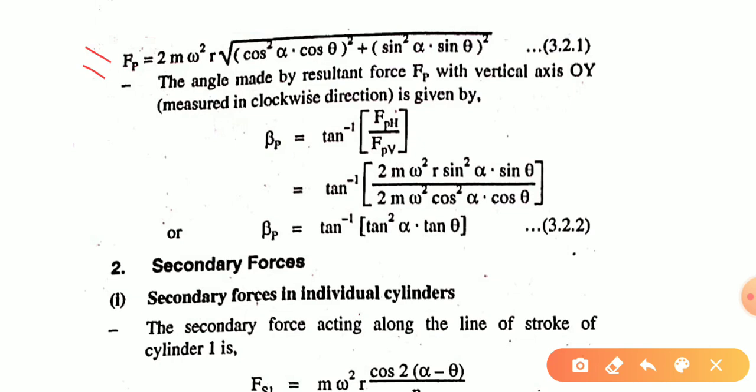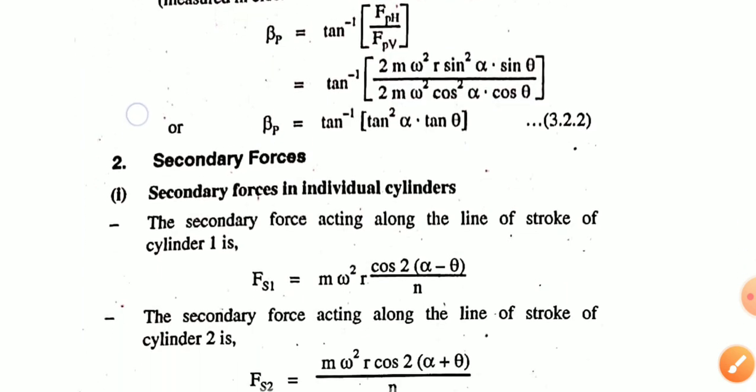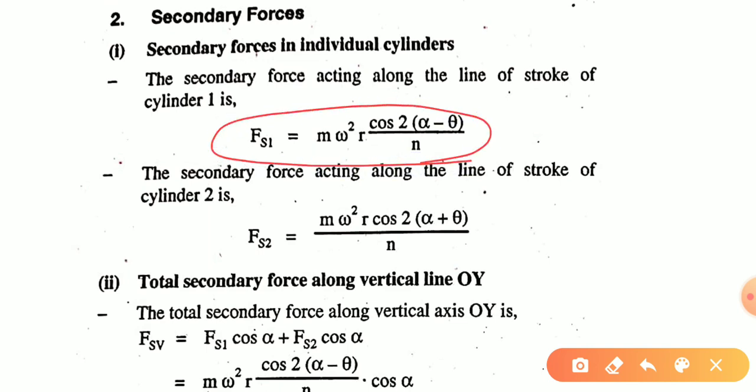And the angle made by the resultant force, as we know, is tan inverse of the horizontal primary force divided by the vertical primary force. So this is the angle made by the resultant force with the vertical axis. Same way we can find the secondary force. As we saw for the primary force, the secondary force will have the same equation, but instead of theta, there will be 2 times alpha minus theta for cylinder 1 and 2 times alpha plus theta for cylinder 2.